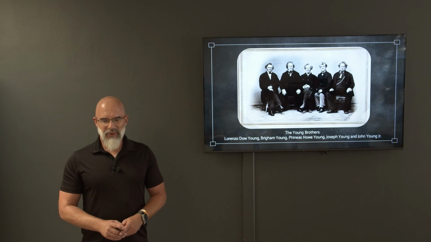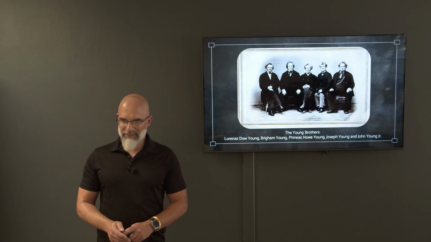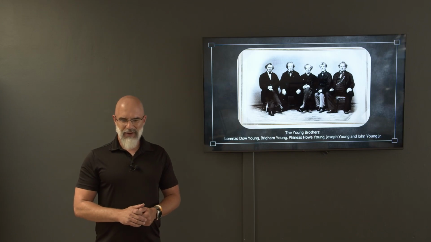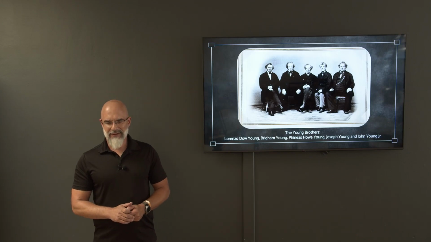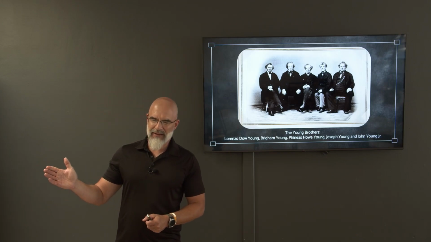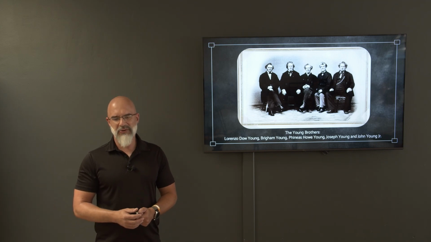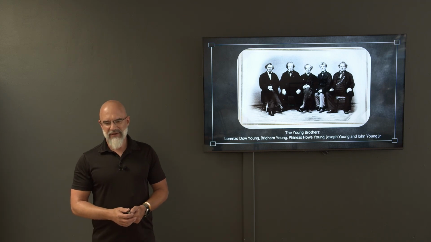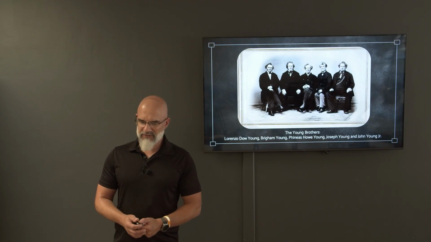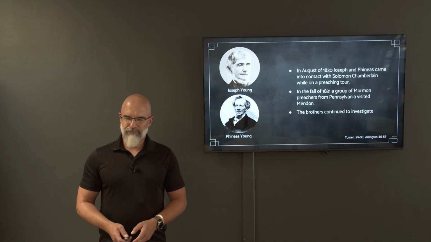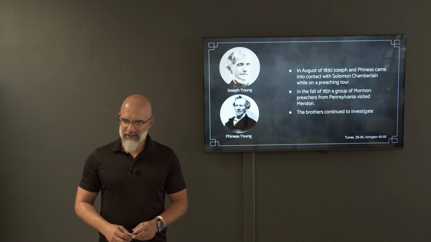And here he is with his brothers, who are all very important in his life, especially during this time. They do have them lined up in order of age. So, from the youngest to the oldest, you got Lorenzo on the left, then Brigham, Phineas in the middle, Joseph Young, and John Young Jr. on the right. So they're wrestling with all of this.